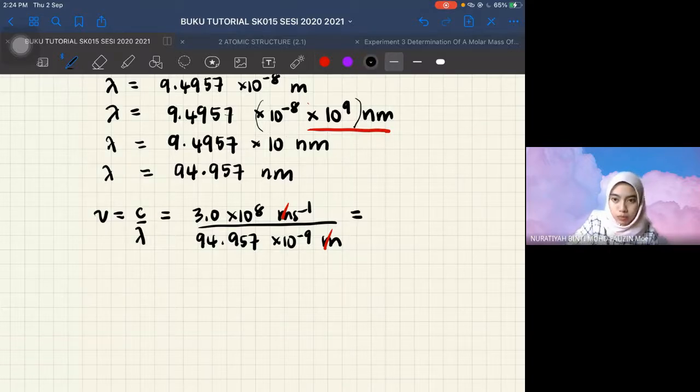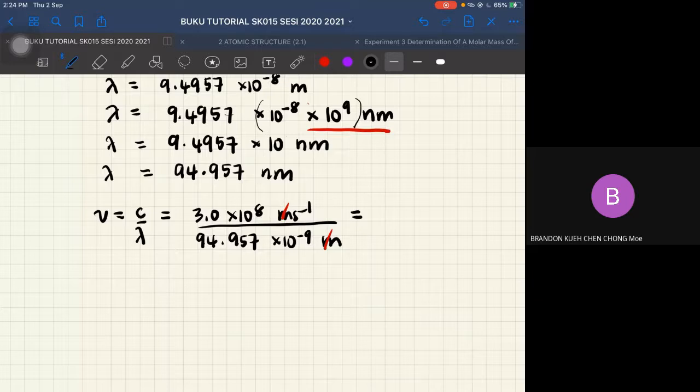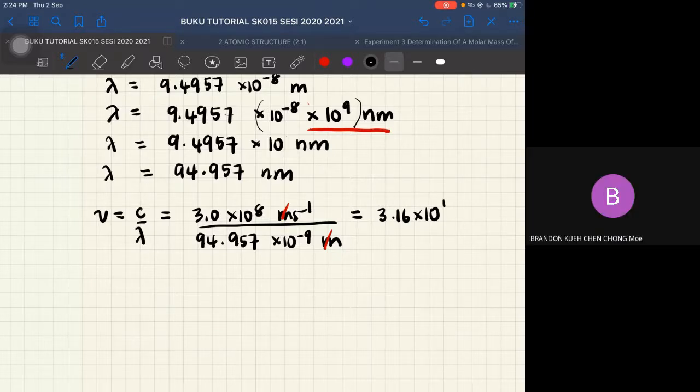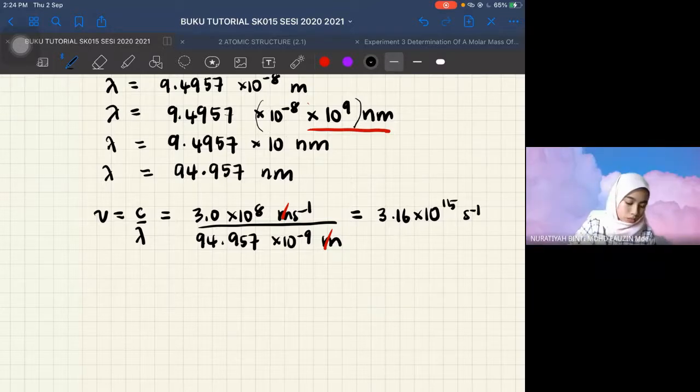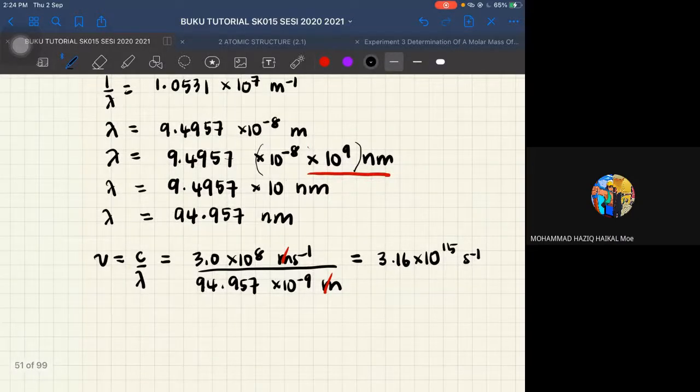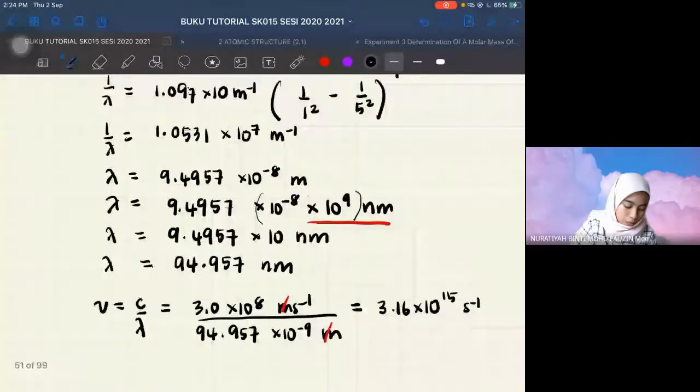How much did you get? 3.16 times 10 to the power of 15. Is it? Yeah. Per second. Others? Okay, everyone? Okay, so you have got your frequency.